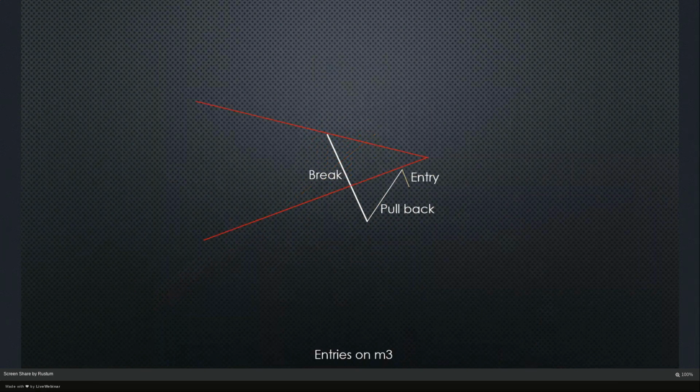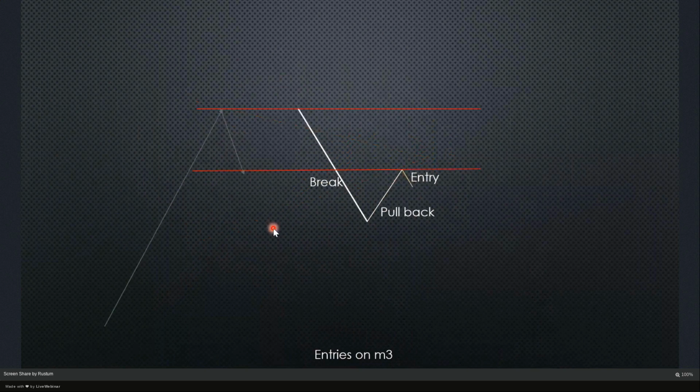So any form of structure, in this case, it's a triangle again. So it needs to break. So you're looking at this structure on your M6, and then as soon as it breaks, you are looking for the entries on the M3. Break, pullback. And the pullback needs to be a minimum of 2 bricks. Yeah, 2 bars. And in this case, it's a range that's been broken. So the higher time frame range is, in this case, your M6 again. You're looking for the break of that structure and entries on M3.